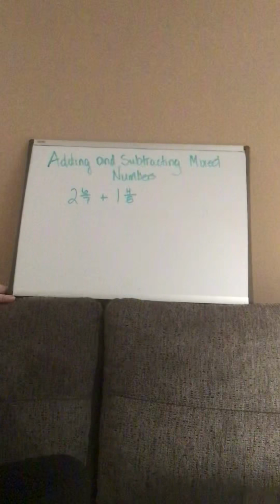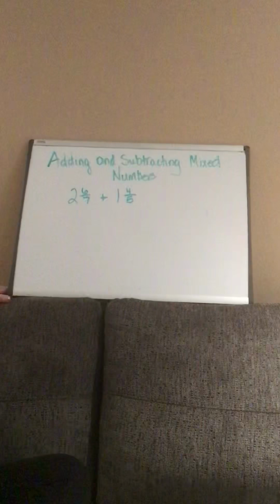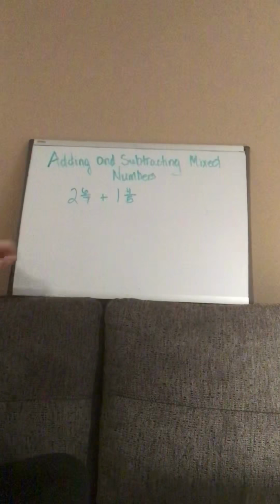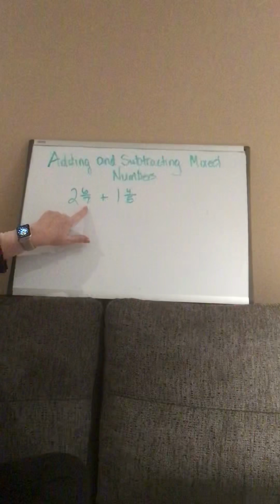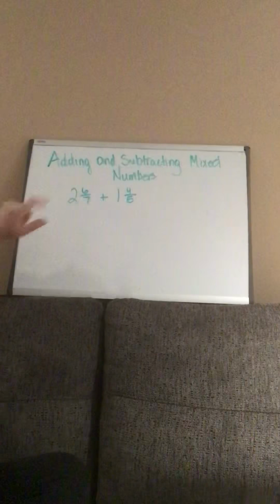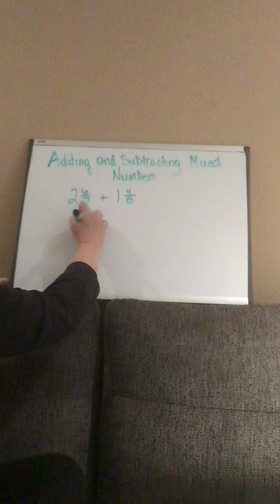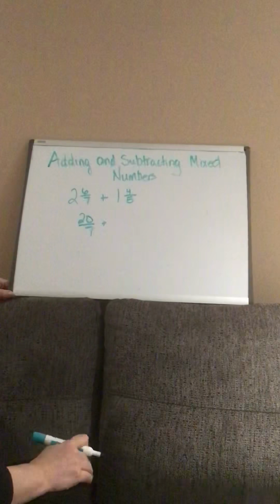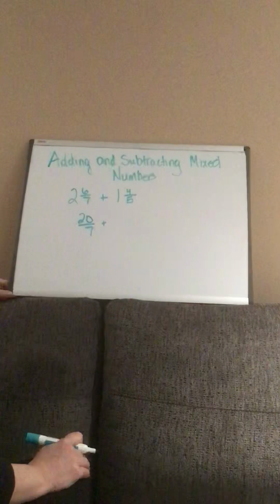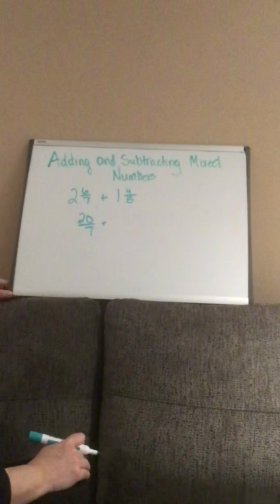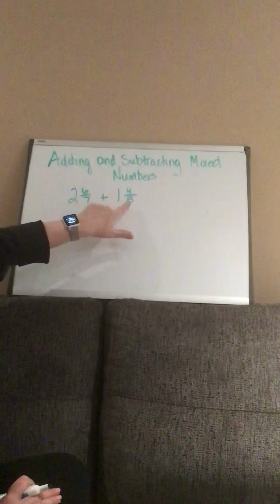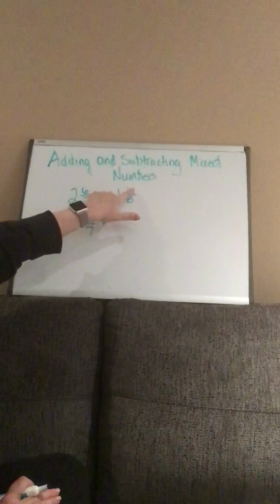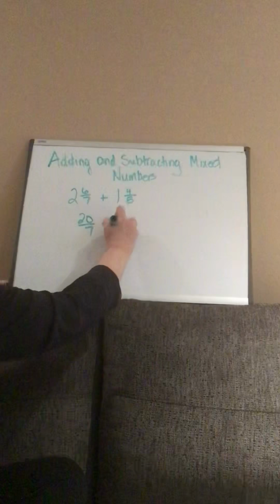what I would like us all to do, like I said, step 1, change both of your mixed numbers to improper fractions. 2 times 7 is 14, plus 6 is 20 over 7. If you need a reminder on how to change the mixed number to an improper fraction, go back to last week's video and take a look. Again, big times bottom plus top. 1 times 5 is 5, plus 4 is 9 over 5.